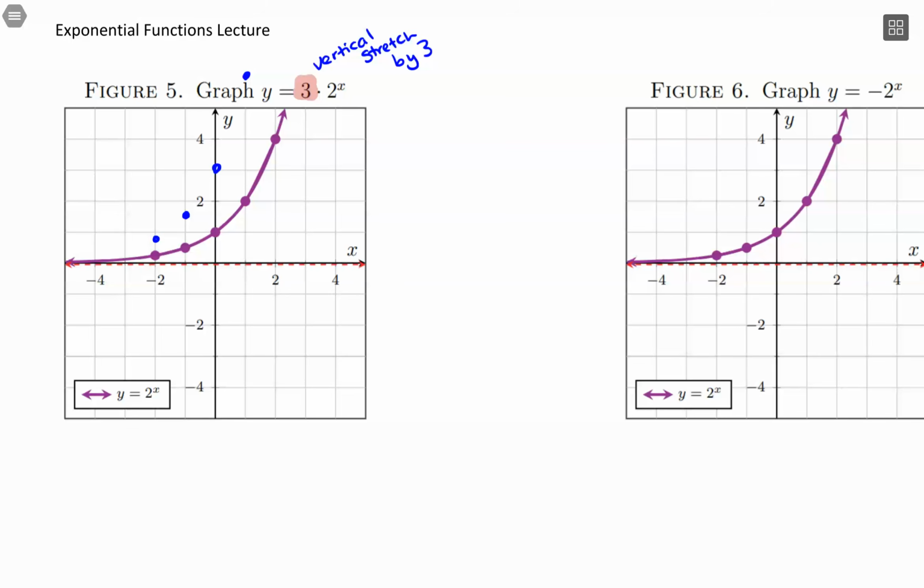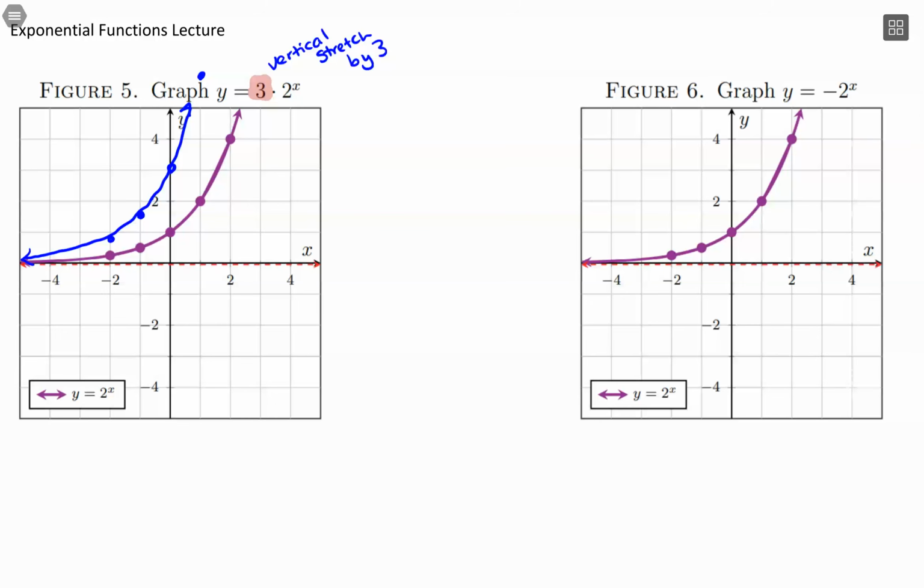And then the asymptote doesn't move at all. So the graph would look something like, gosh, I can do better than that. One more time. All right, something like that. So it's just growing a lot quicker because it's stretched out vertically.